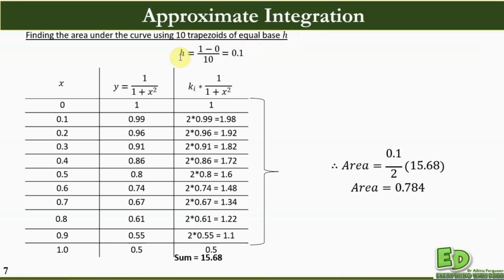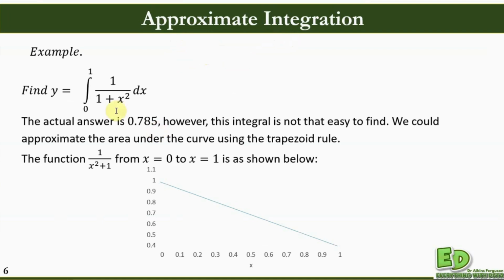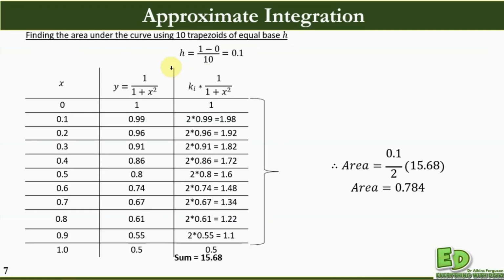So to find your h, it is b minus a all over n. Now, if you're given a number of trapeziums, so upper limit here we have 1, lower limit 0. So our h is 1 minus 0 all over the number of trapeziums, which is 10. It is going to give us 0.1.